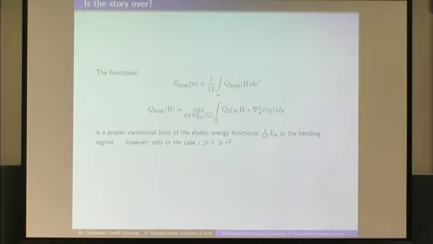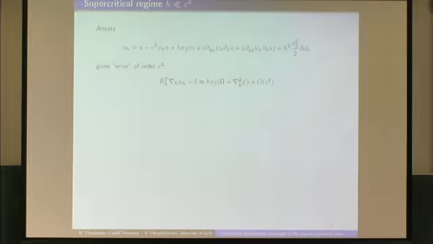This result is true only when h is not very small. So it is less than epsilon, greater than epsilon squared. But what happens when h is extremely small, the supercritical regime, as we call it? The regime when h is of order epsilon squared we call the critical regime, because there is a transition from one behavior to another in the limit problem. It's still an open problem. But we managed to get a result for this regime when h is very small.